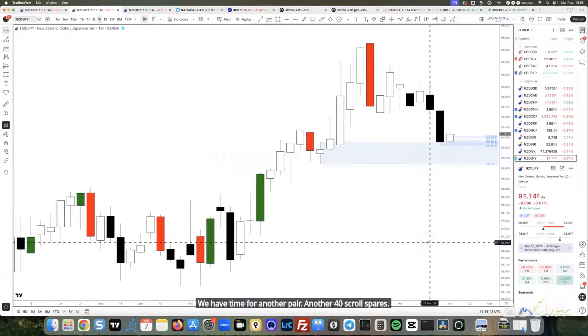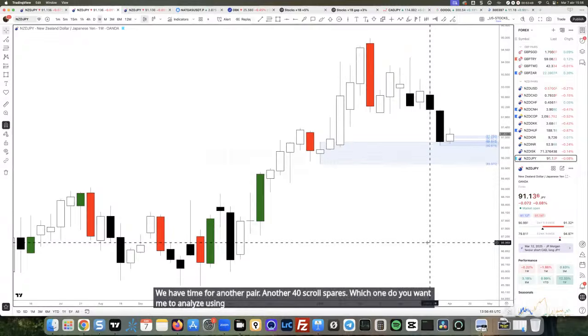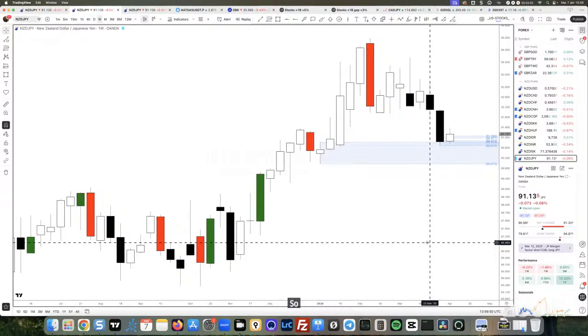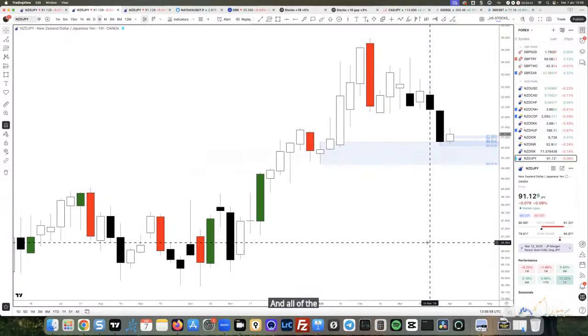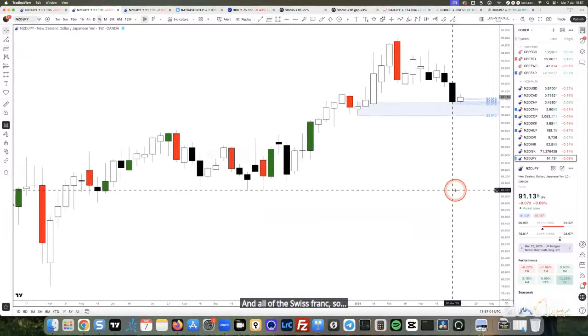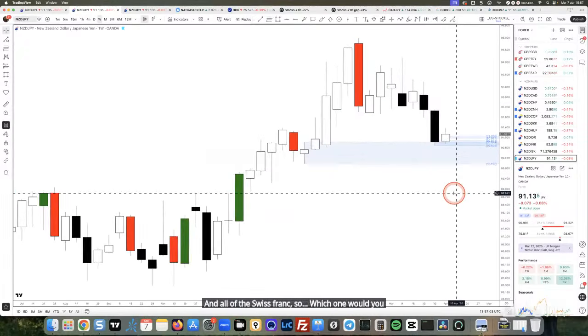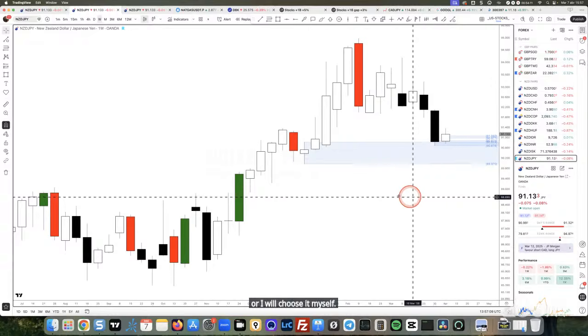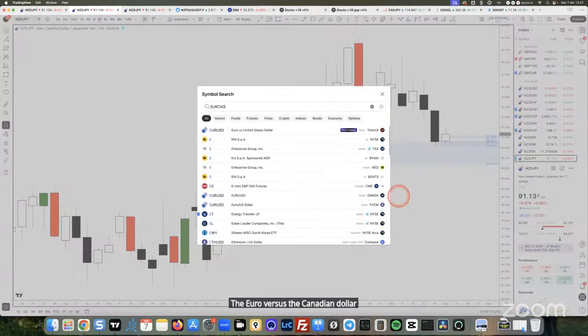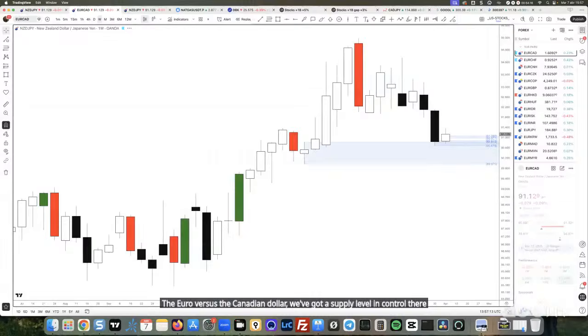Which one do you want me to analyze using supply and demand? So anyone? We've done a few: the dollar versus the Swiss franc, the dollar index, the euro yen, the Japanese yen versus the Kiwi. Which one would you like me to analyze? Or I will choose it myself. The euro versus the Canadian dollar, we've got a supply level in control there on the weekly time frame.